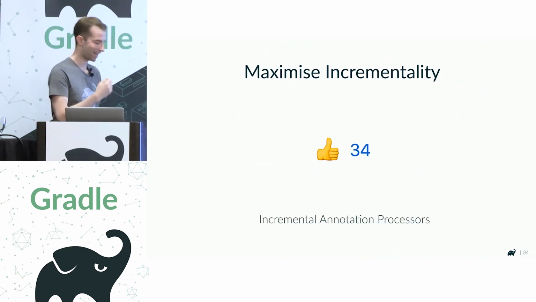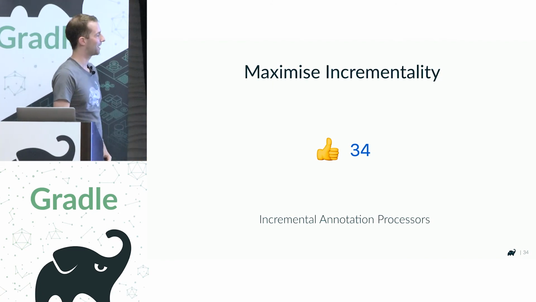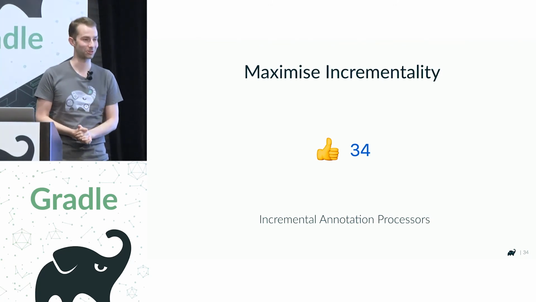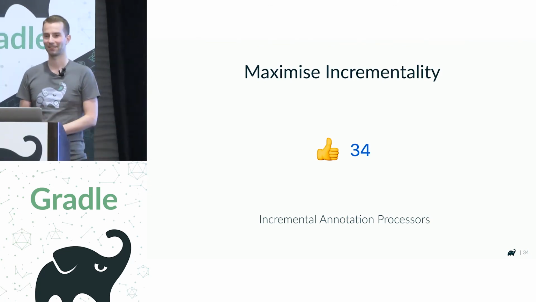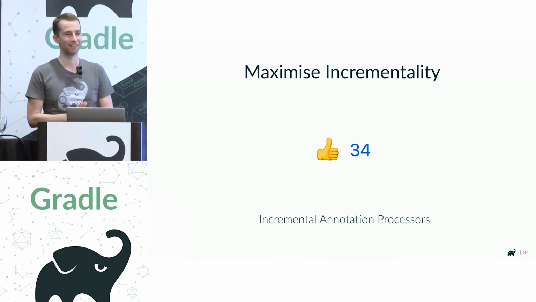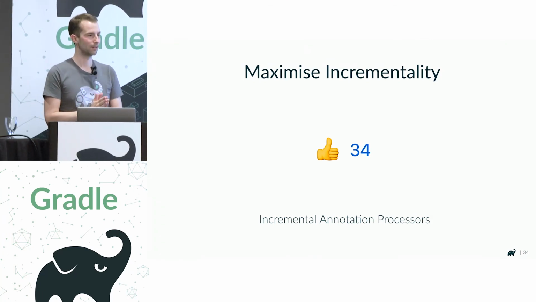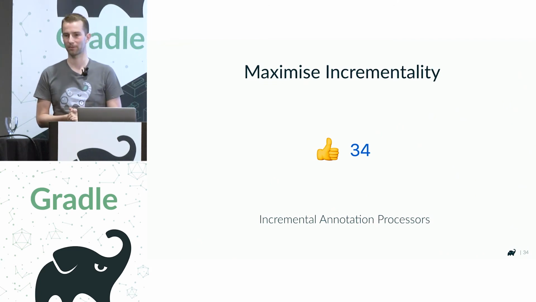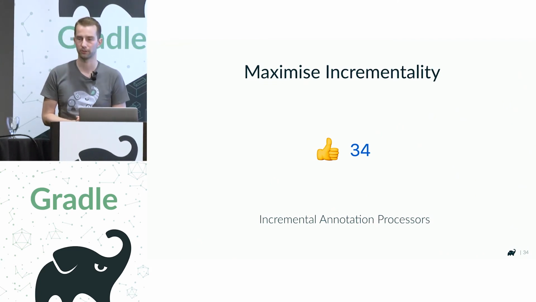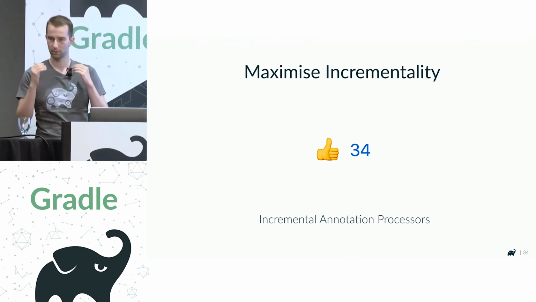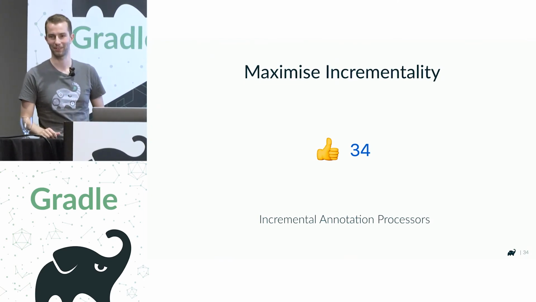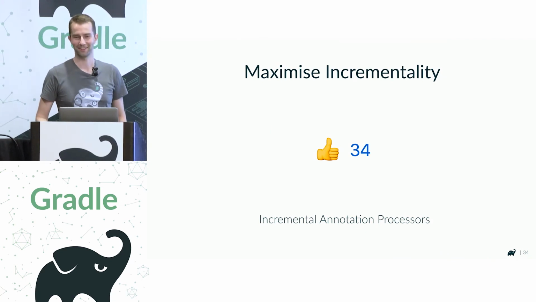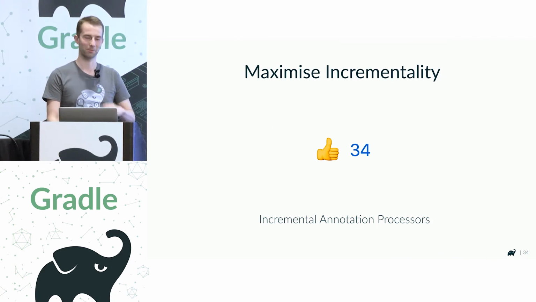Yes, and as I mentioned, annotation processors are currently the highest voted issue in our issue tracker. So we hear you, and the Google team and other partners are working together with us to make this happen. So we will provide an API for annotation processor authors to participate in incremental builds, incremental Java compile. And we'll let you know on GitHub as soon as there is something to try out.